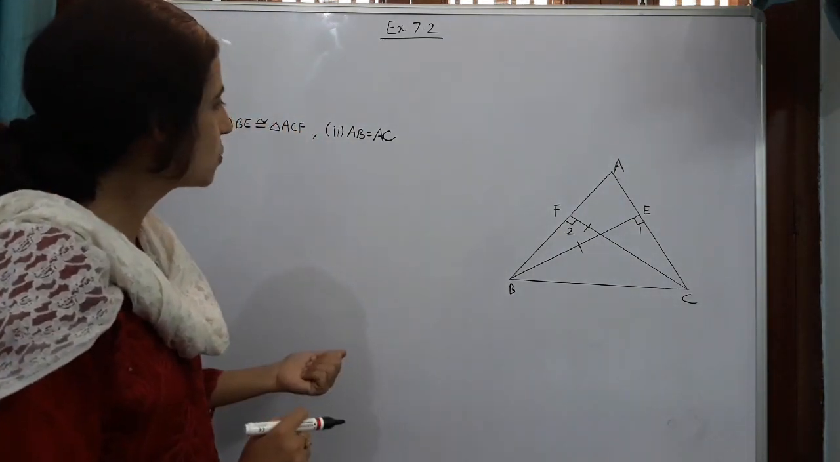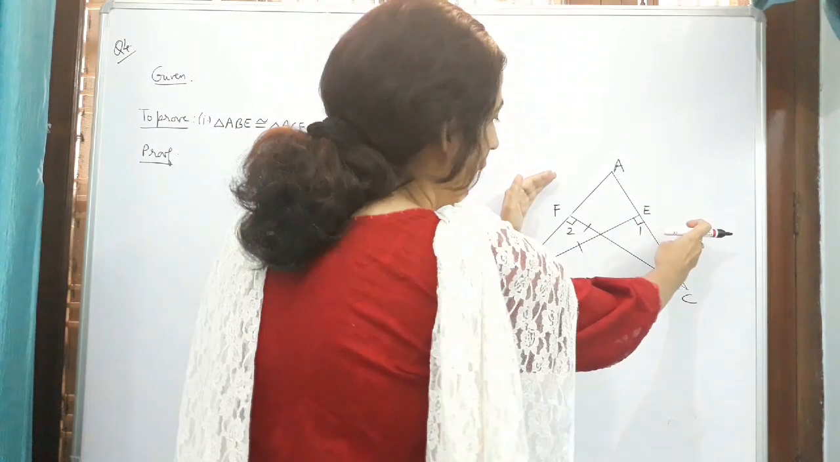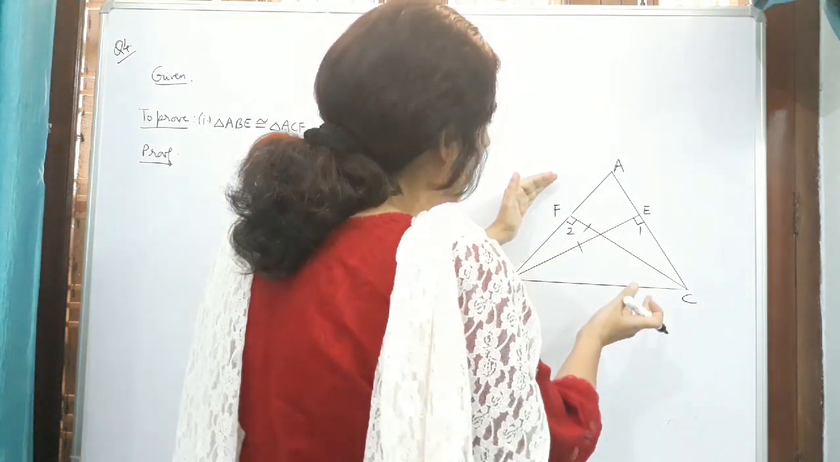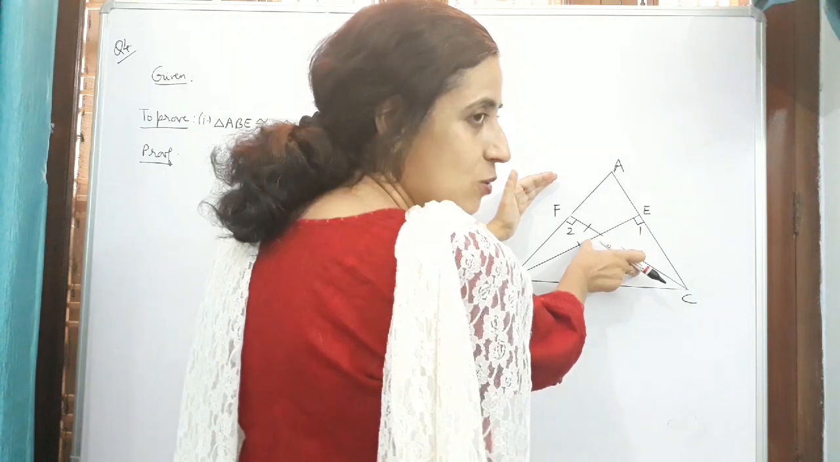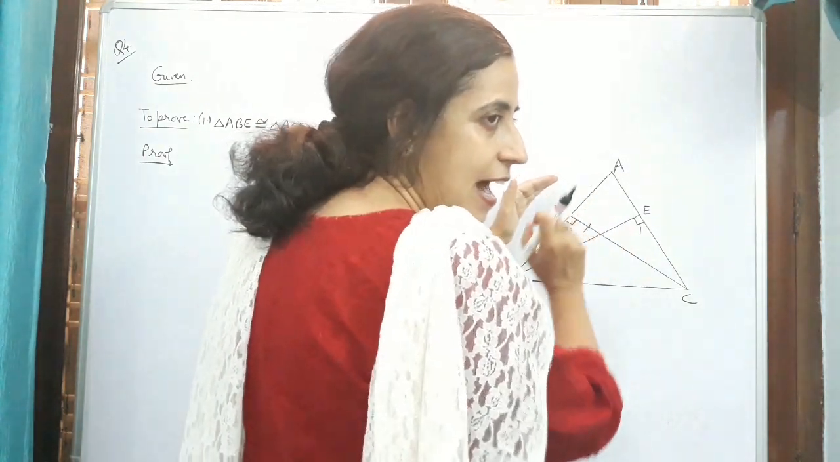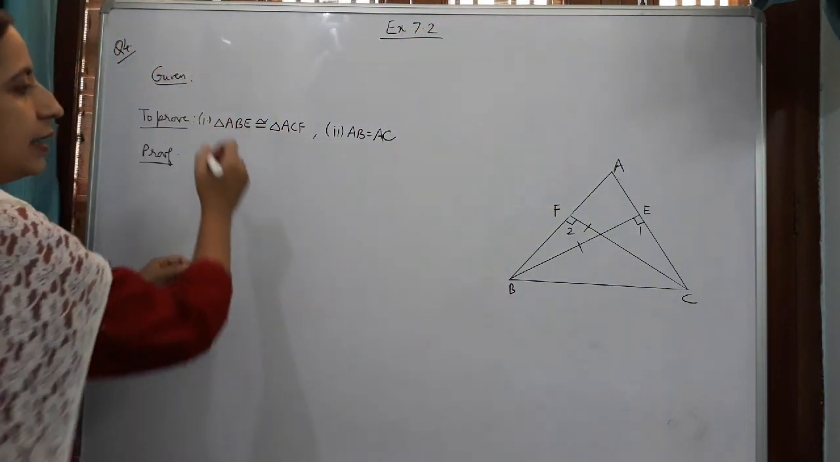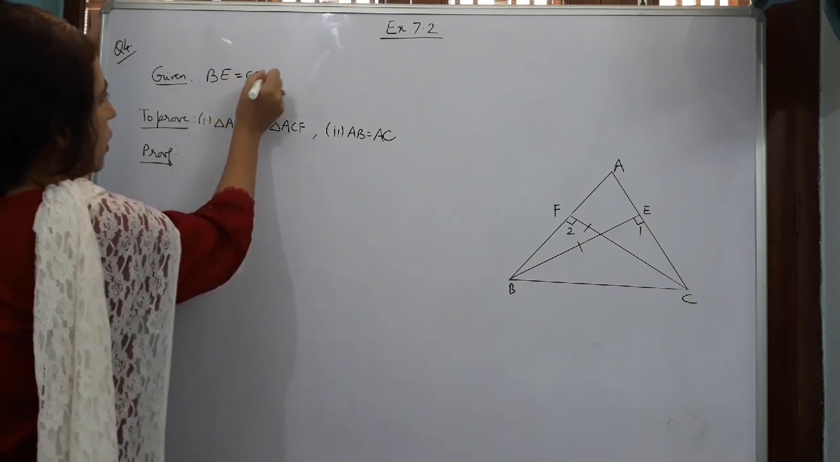In the previous question it was given to us that the triangle is isosceles and we had to prove that BE is equal to CF. Now over here it is just the converse. It is given to us that BE is equal to CF and we have to prove that this triangle is an isosceles triangle. So let us write down given over here. It is given to us that BE is equal to CF.